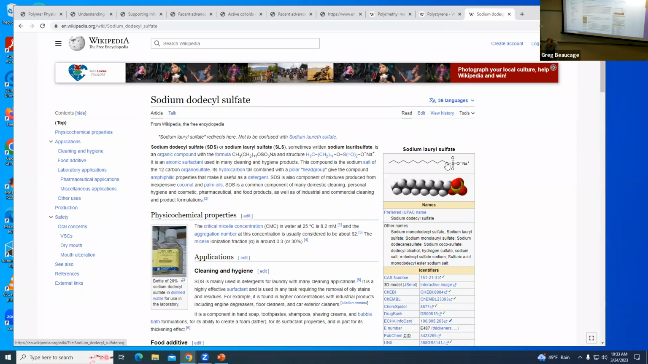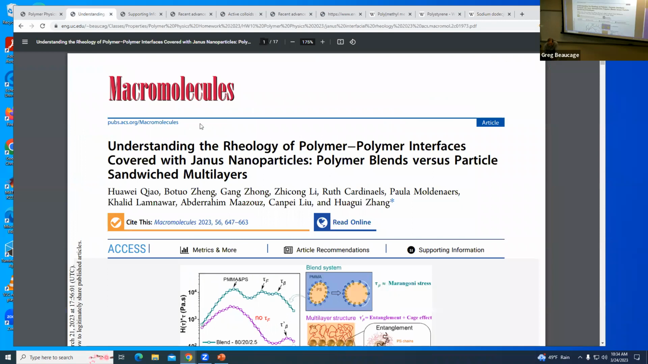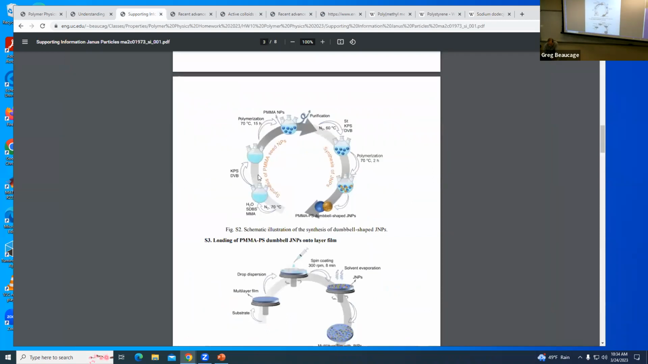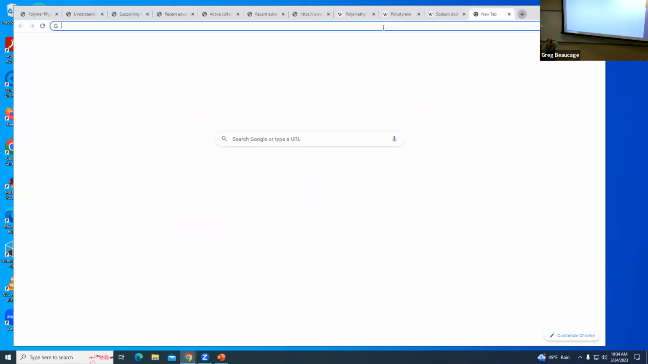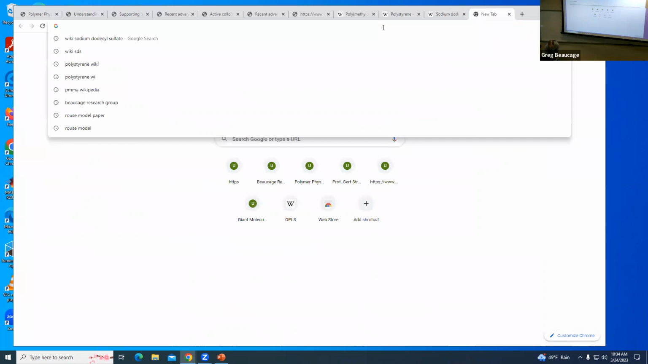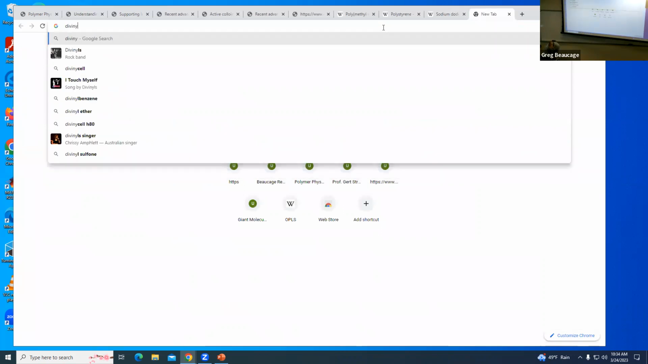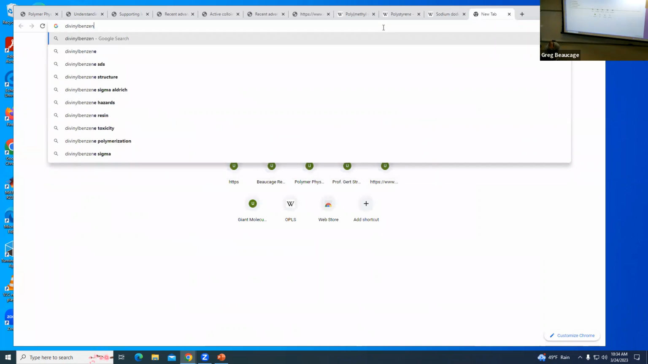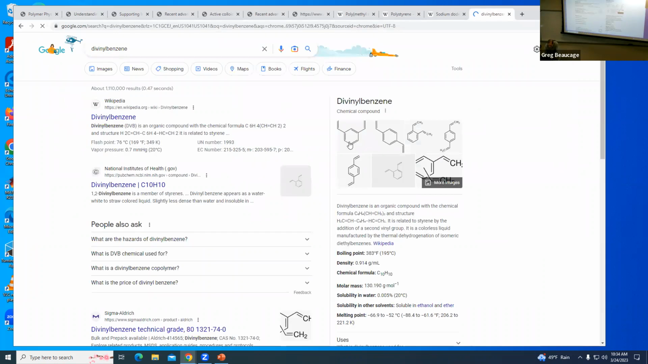You can have another ether group in here as the common one for commercial soap and things. Anyway, so yeah, that's what they do. So they just put that surfactant in and then they polymerize within those domains. And then they also put this guy in, divinyl benzene. This is like a common cookbook thing.